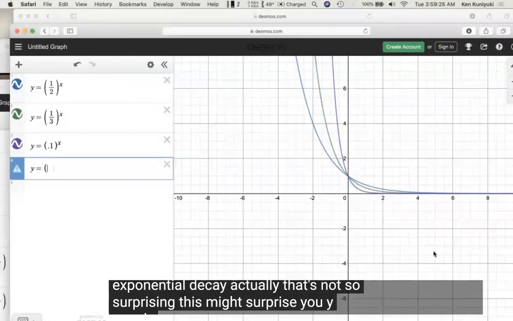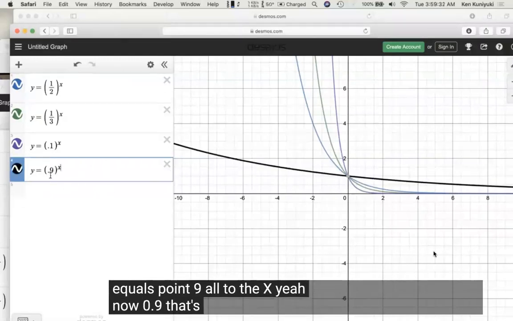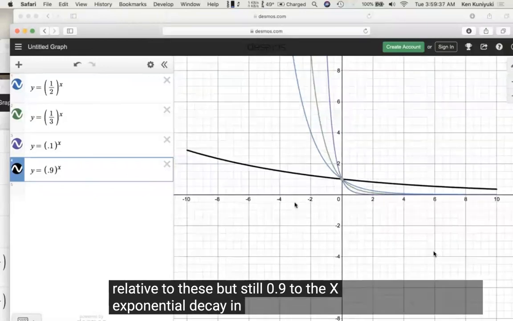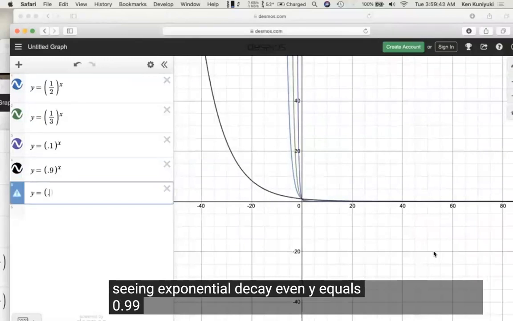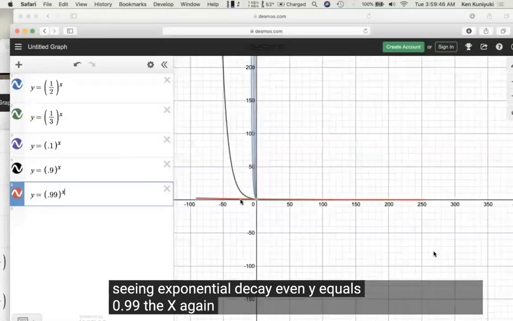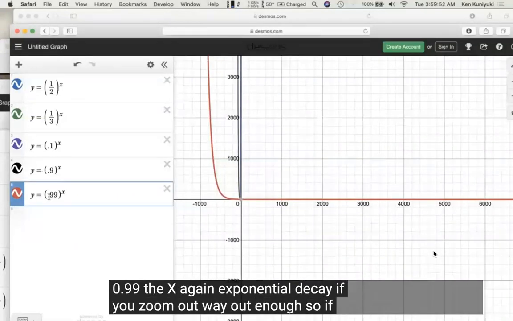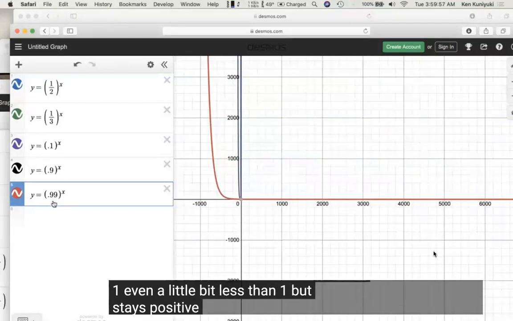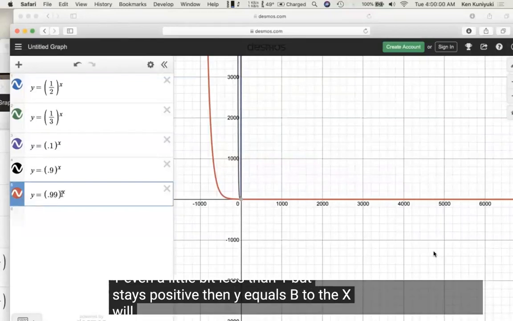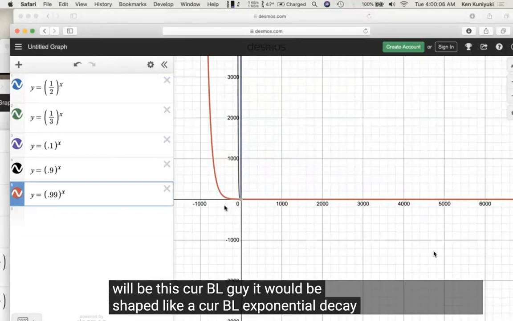This might surprise you. y equals 0.9 to the x. Now, 0.9 is a pretty big base relative to these, but still, 0.9 to the x is exponential decay. In the long run, you're seeing exponential decay. Even y equals 0.99 to the x, again, exponential decay if you zoom out far enough. So if the constant base is less than 1, even a little bit less than 1, but stays positive, then y equals b to the x will be shaped like a curvy L, exponential decay.